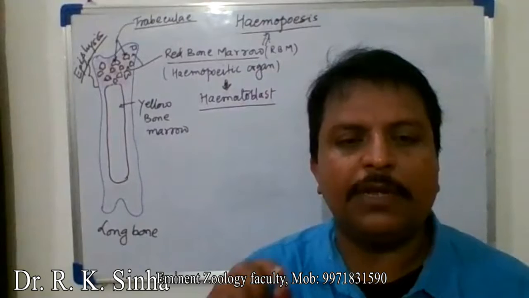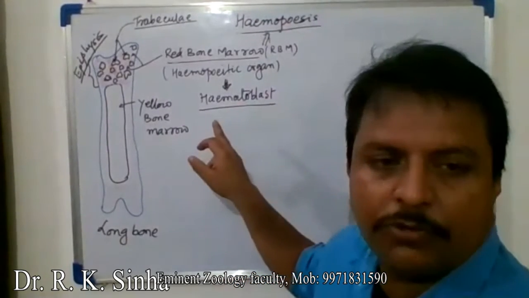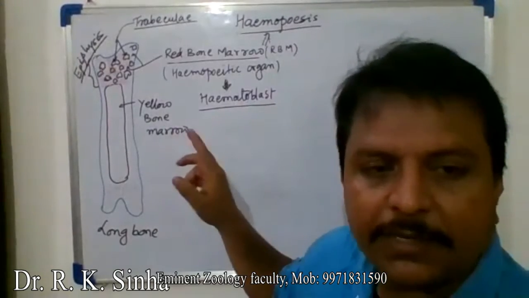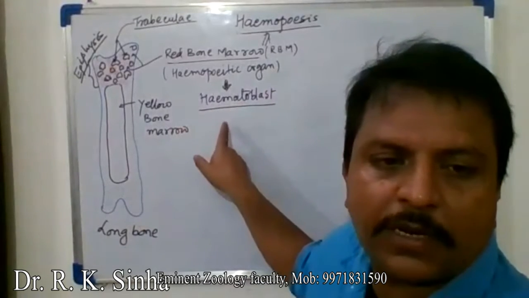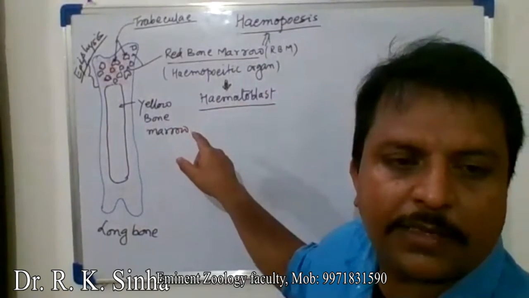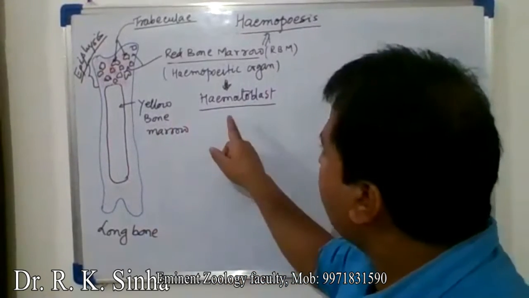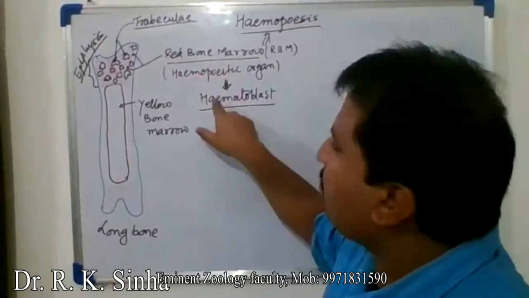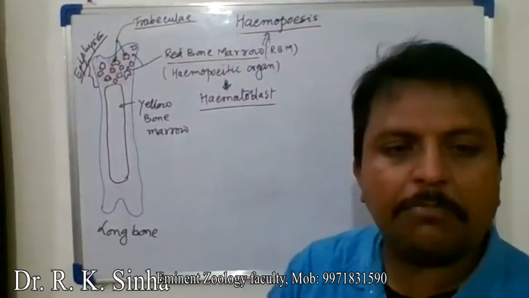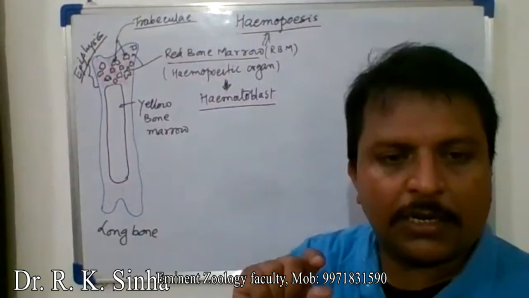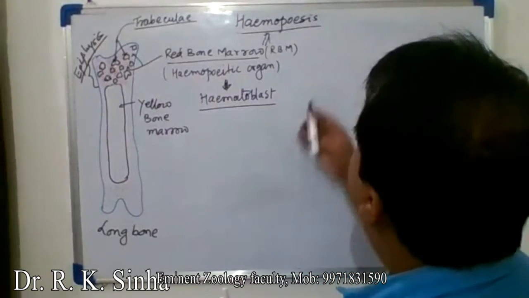Blast, if the term is used in biology anywhere, it means there is formation of something. Hematoblast means formation of haemopoietic cells, means formation of blood cells. Okay, so the progenitor cell present inside this red bone marrow is known as hematoblast, means blood cell forming cell.